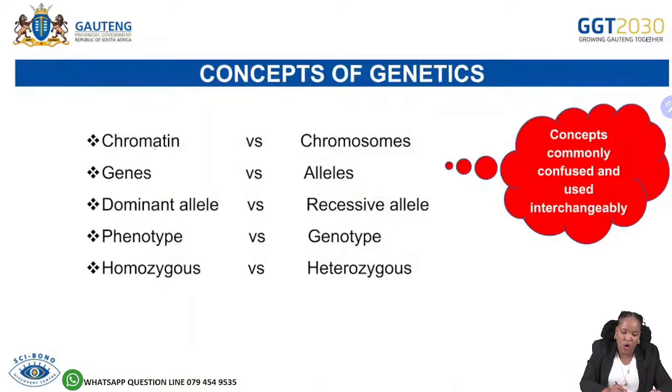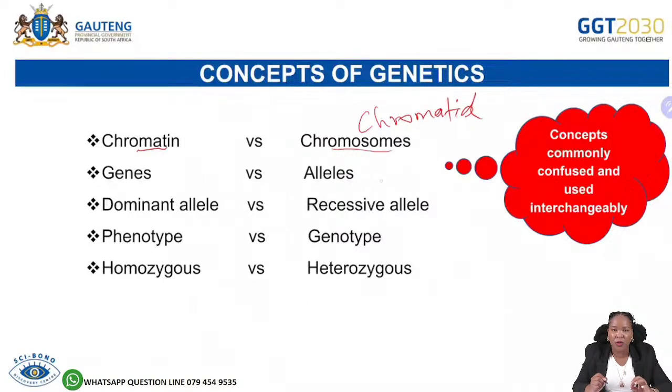Terms such as chromatin versus a chromosome. Do you know the difference? And we can also put a chromatid in the mix here. So sometimes you must be careful which one you are talking about. They are used interchangeably, but we are going to look deeper into these differences. Hence we have them versus here. So we look at each one. What is the difference between each of the concepts mentioned here?